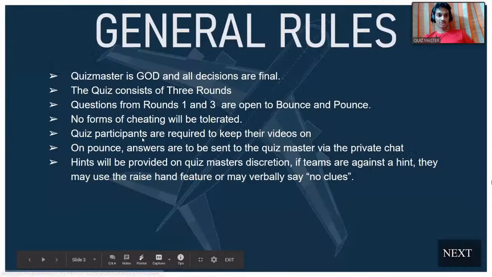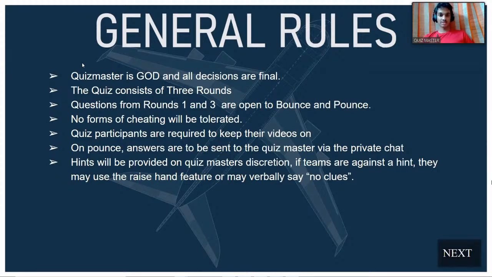Here are the general rules that you will follow. The quiz master is God. What that means is that at my discretion, I can award a team a certain amount of points. I can punish a team a certain amount of points. I can give hints when I want to make the quizzing more fair, to make the quizzing more interesting.